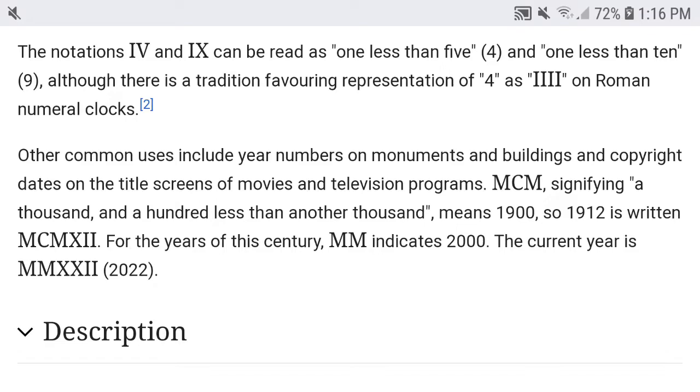But yeah, MCM signifying 1,000 and 100 less than another thousand means 1900, right? But what about 900 though? Is it like CM really? It sounds not right, right? But I guess IX means 9, one less than 10, therefore CM will be 100 less than 1,000, which is 900 basically.